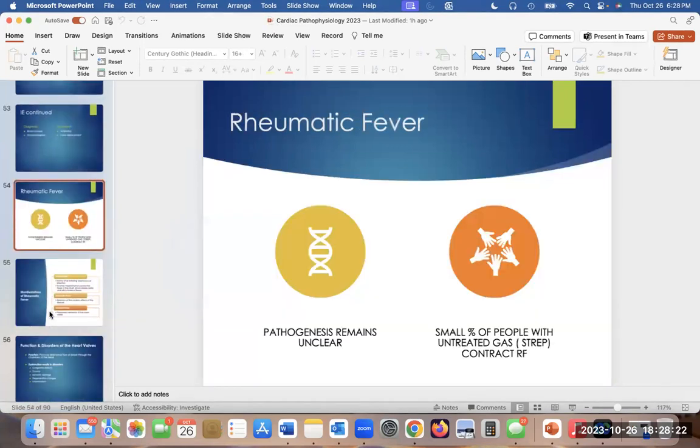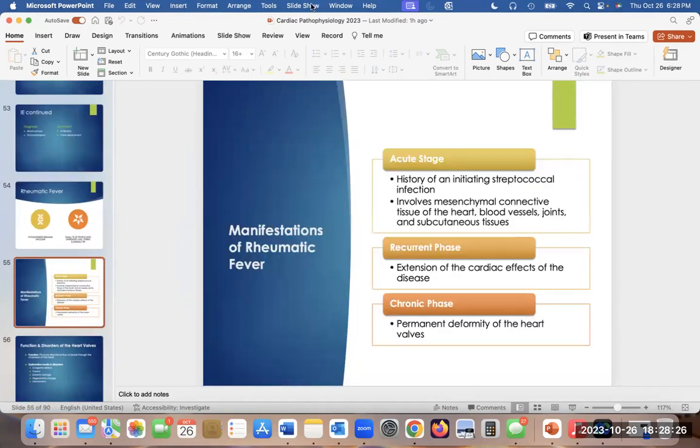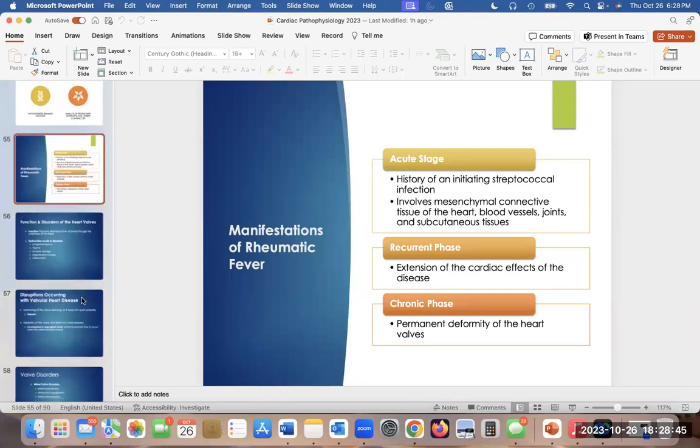Rheumatic fever, I really wouldn't pay much attention to right now. It is a child's disease. Typically, you see this talked about. I would just know that it is caused by a streptococcal infection or a strep throat infection initially. I would just know that. I really would not get into that because this is more of a peds type thing that you'll take next semester.